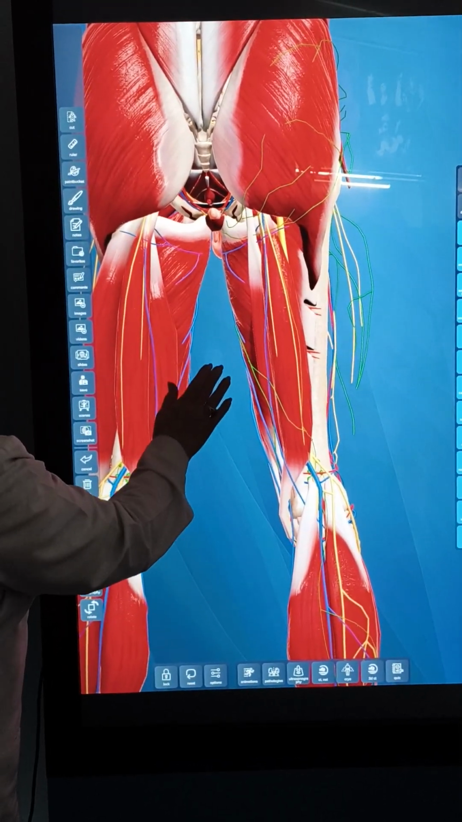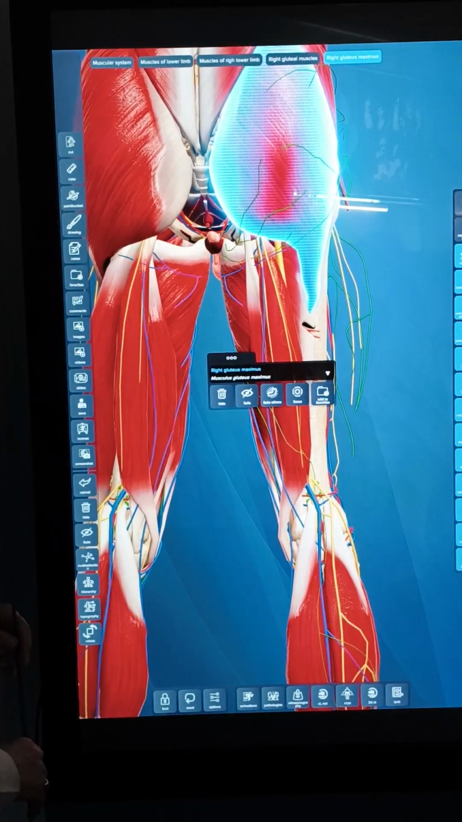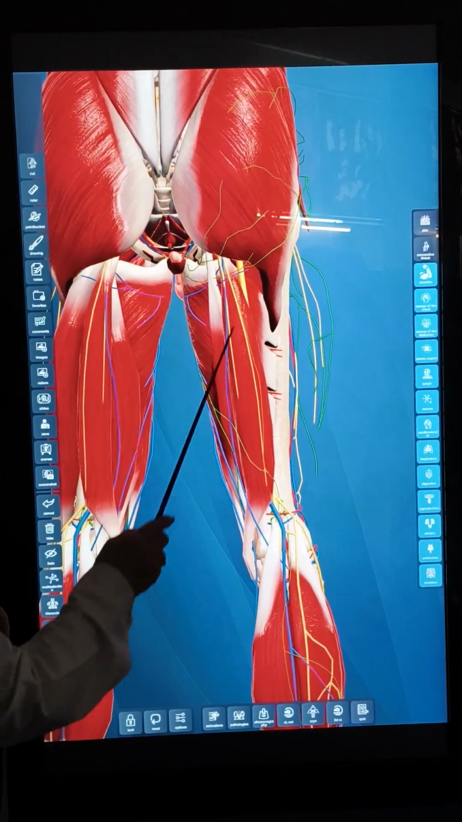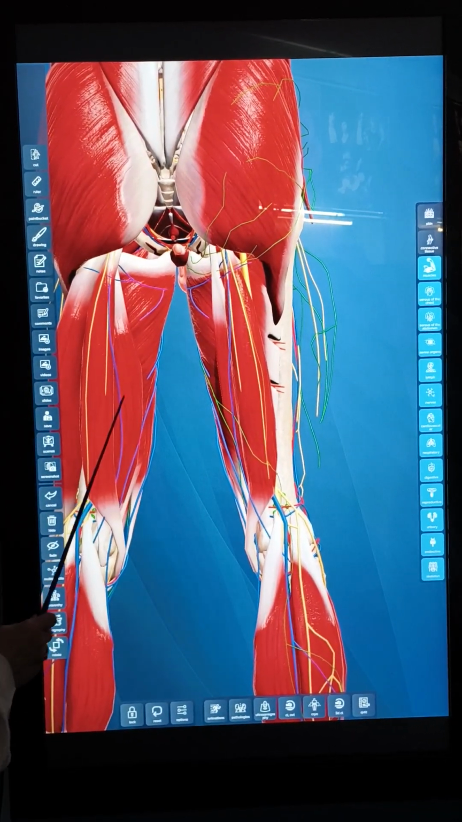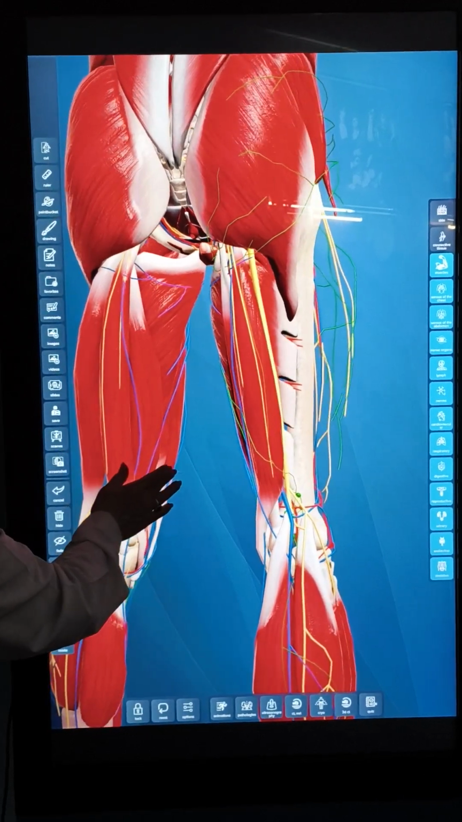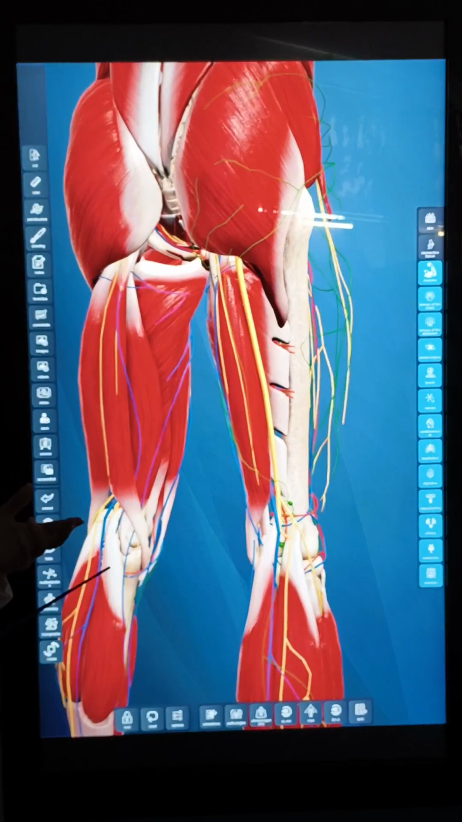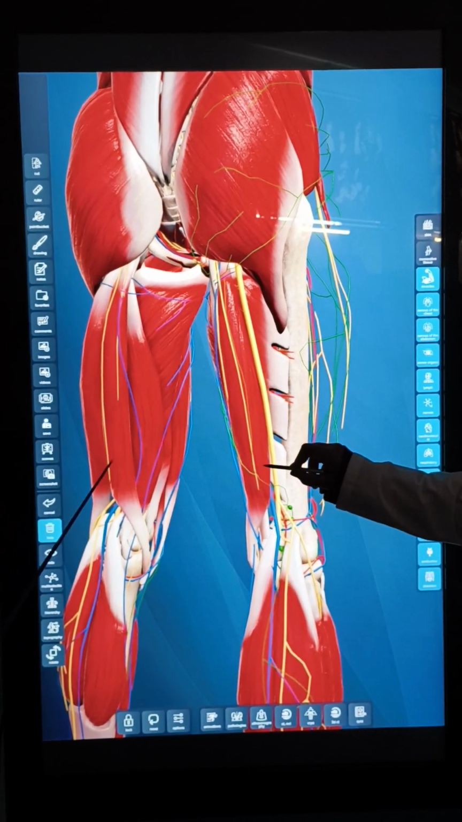What is the name of this muscle? Very important, yes. Gluteus maximus. This starts from the lateral crest of the sacrum bone and attaches to the gluteal surface on the proximal femur. Cutting the gluteal muscle.